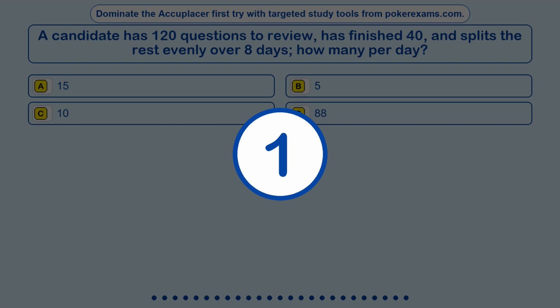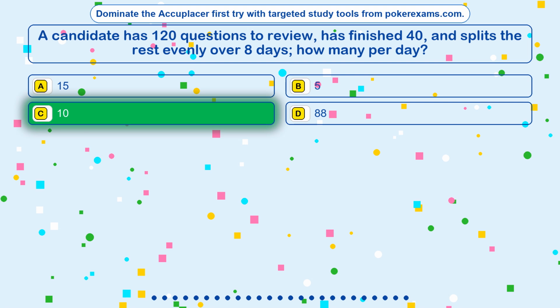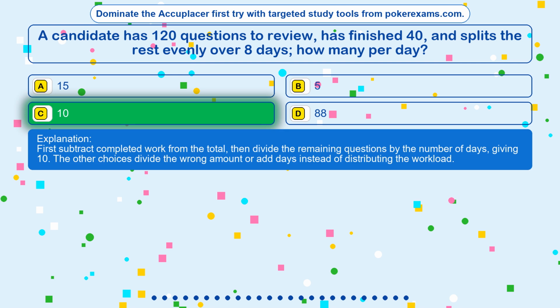The correct answer is option C, 10. First subtract completed work from the total, then divide the remaining questions by the number of days, giving 10. The other choices divide the wrong amount or add days instead of distributing the workload.